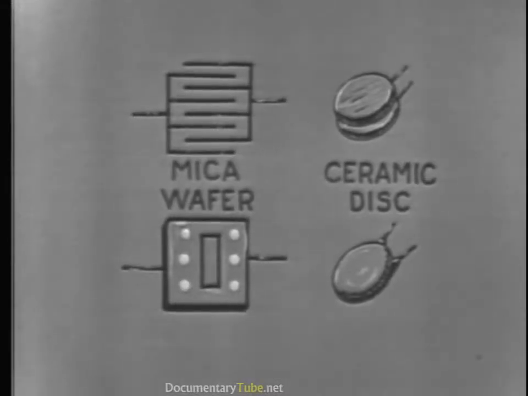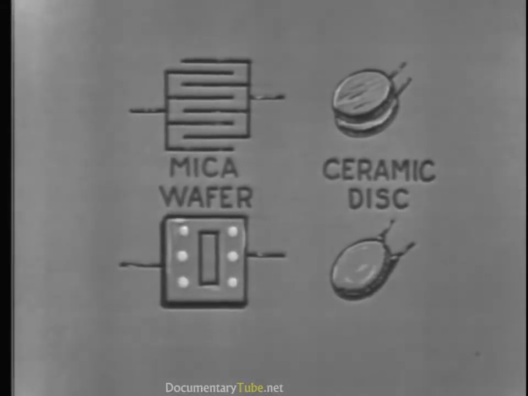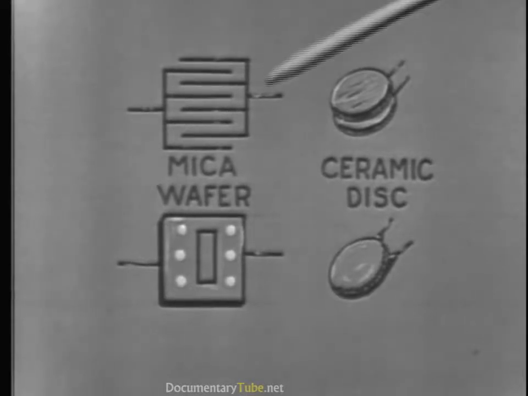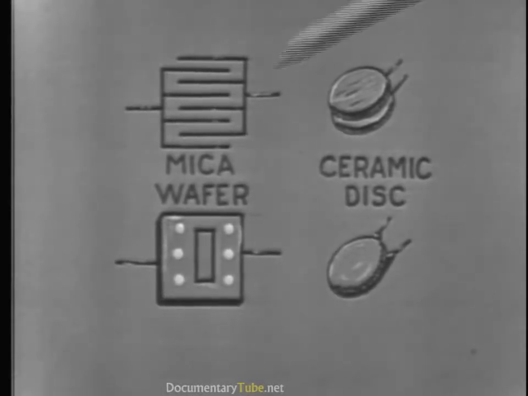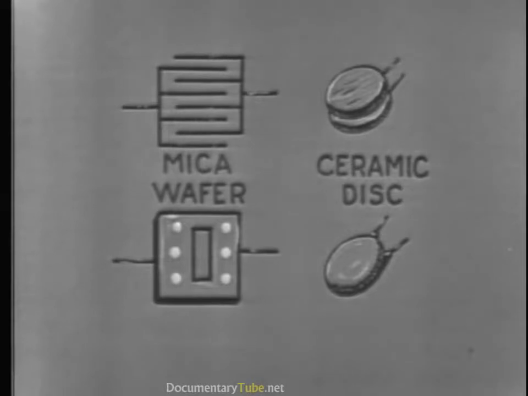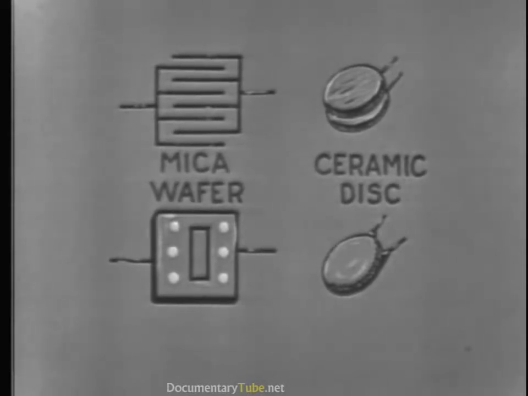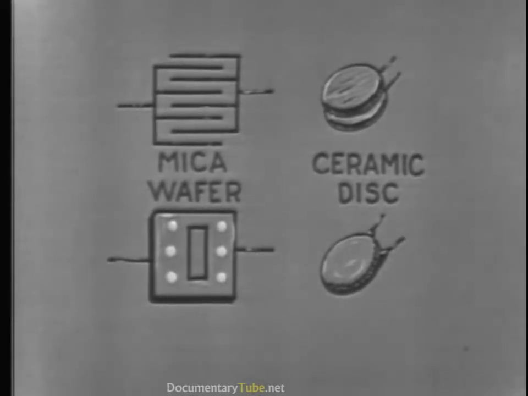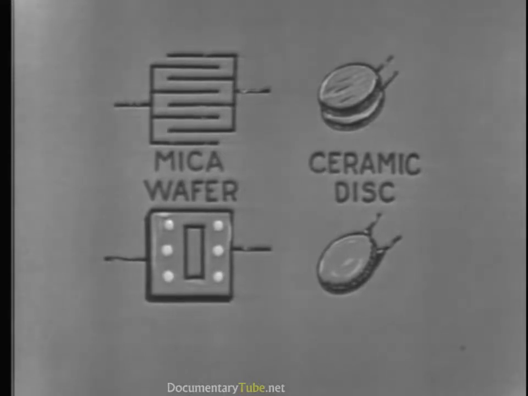The plates of the mica type are meshed, as indicated here, to cut down on space. Sheets of mica are placed between the plates. The entire assembly is then encased in a plastic and looks like this.